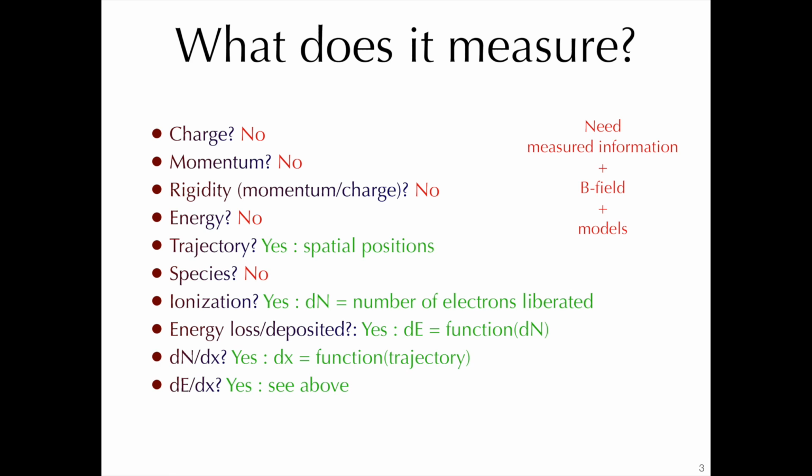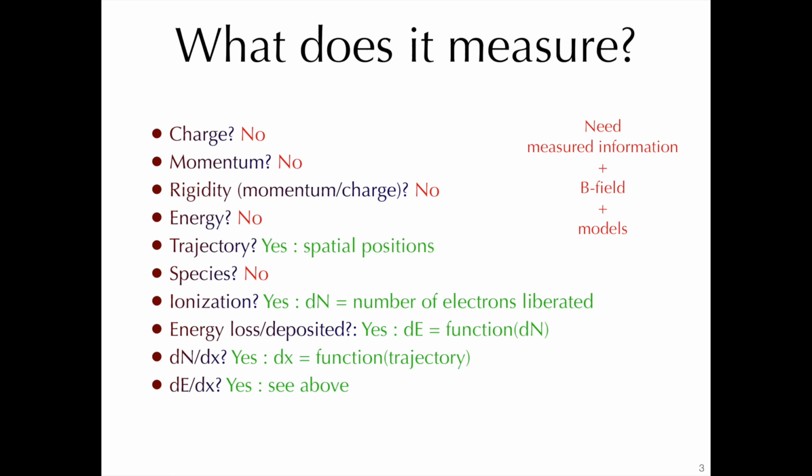The direction of the trajectory and knowing the magnetic field can help you determine the sign of the electrical charge of the particle. But again, the TPC by itself does not measure these things. It's a combination of the TPC measuring the trajectory along with knowledge about the magnetic field.